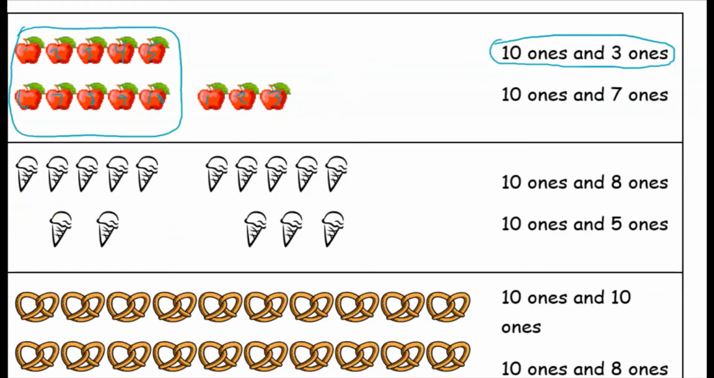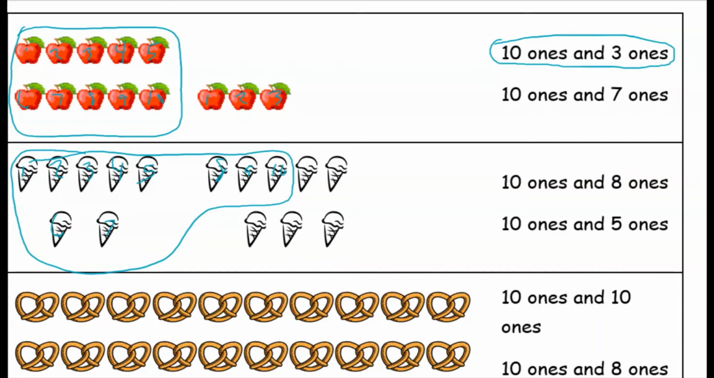All right, let's come down to our ice cream cones. Let's first count our group of 10. 1, 2, 3, 4, 5, 6, 7, 8, 9, 10. All right, there's my group of 10. Notice how they're not all in a 5-group way. They're not all next to each other. We need to make sure we put that circle all around.